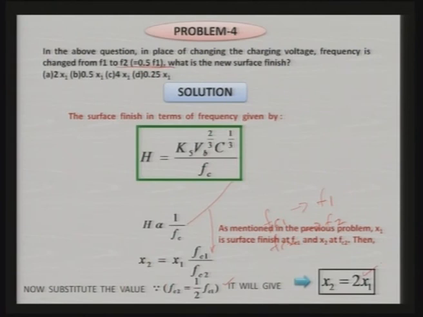That means the RA value increases in the second case, and that means deterioration of the surface finish. It is quite obvious, as I have mentioned in the earlier lecture, that as frequency increases, surface finish becomes better. Here the frequency is decreasing, so the surface finish becomes poorer.